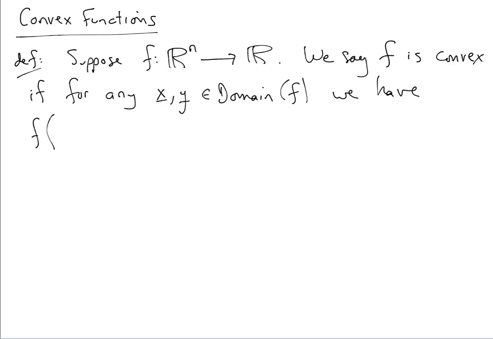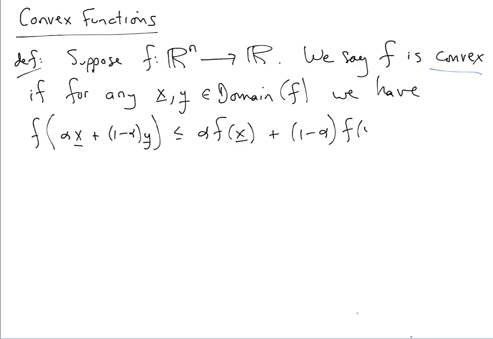F evaluated at alpha x plus quantity 1 minus alpha times y is less than or equal to alpha times f of x plus 1 minus alpha times f of y for any alpha in the interval 0, 1. This is best understood by looking at a graph.